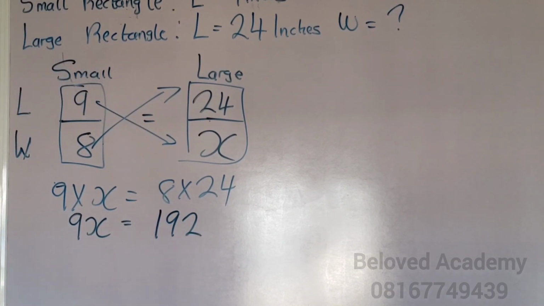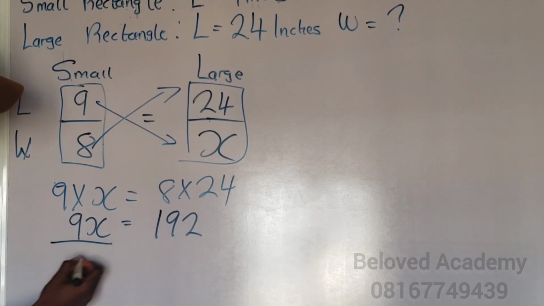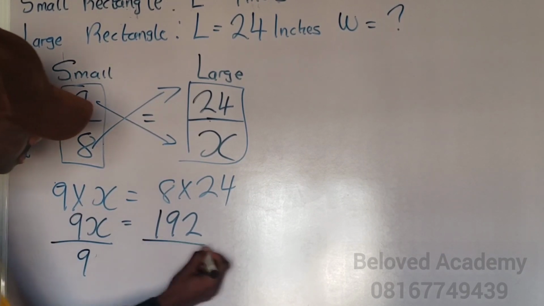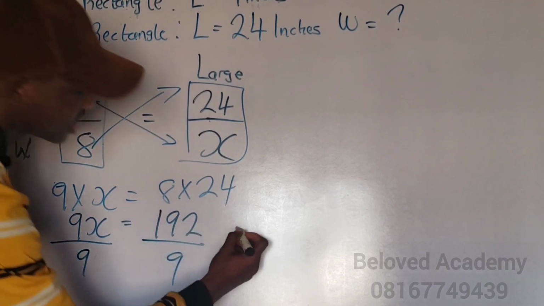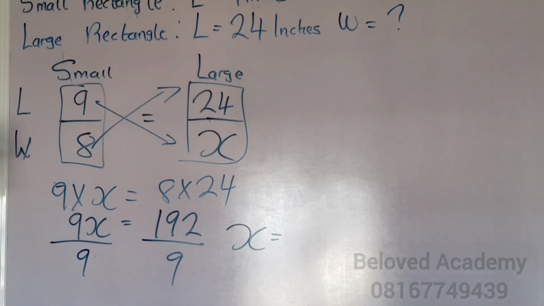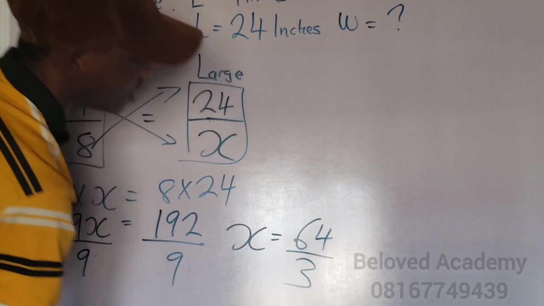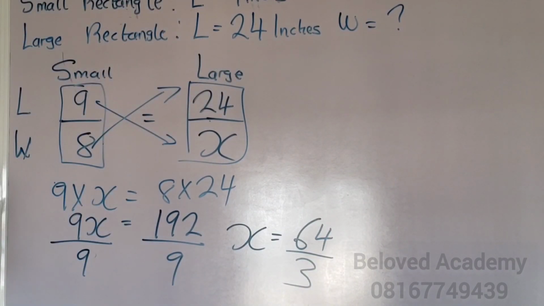Okay, 192. The next step is to divide both sides by the coefficient of x, which is what? 9. Divide both sides by 9, that is this over 9, this over 9. So x is equal to 192 divided by 9, that is 64 divided by 3. Okay, 64 over 3. So that is the length of the large rectangle.